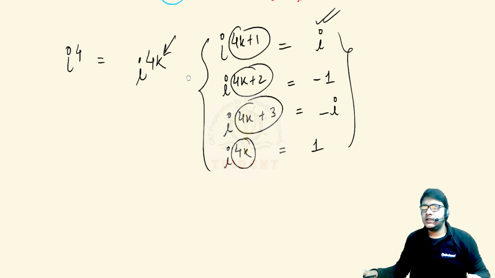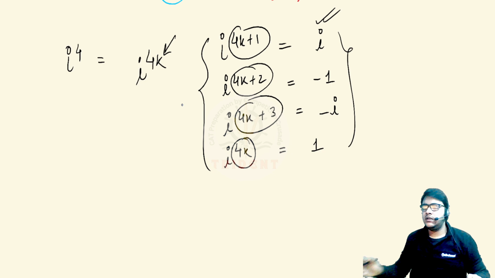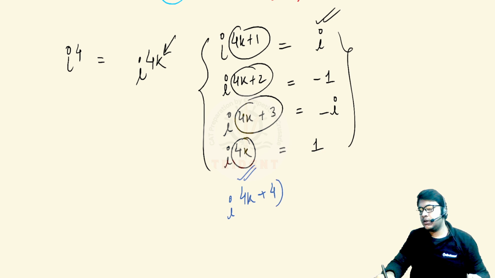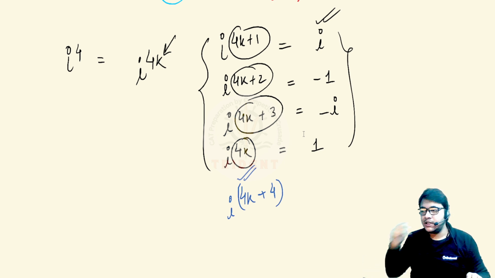One more interesting thing that a student can think about, I don't know if you will ever go so much as to think about it, but somebody can think, sir, why not i raised to the power 4k plus 4? If you want to think like this, if you're just a curious person, because again this is not taught in the school days, what you need to do is just take 4 common. When you take 4 common, you get k plus 1.